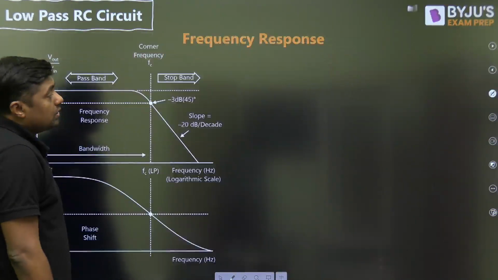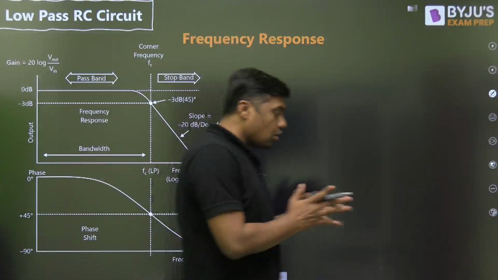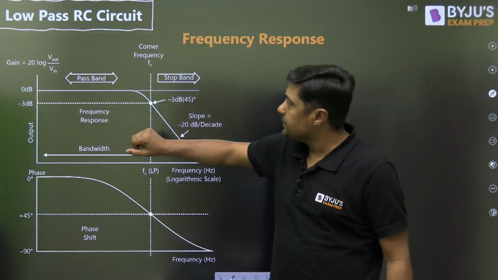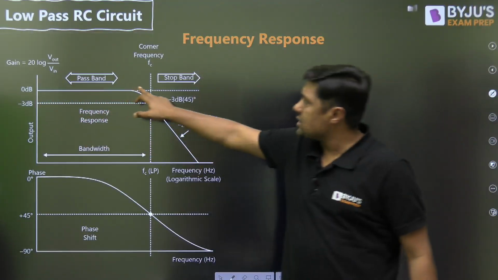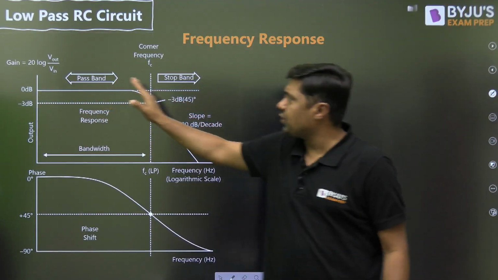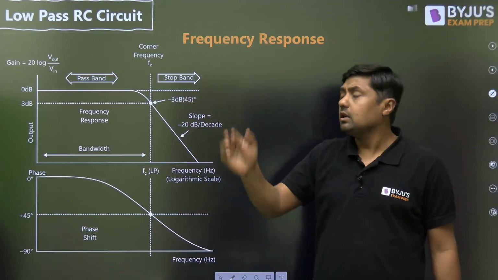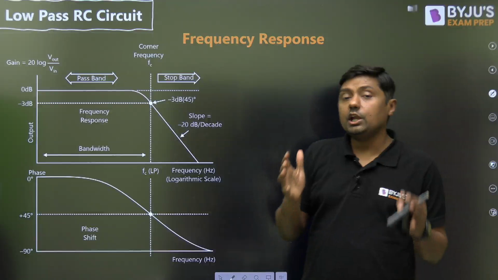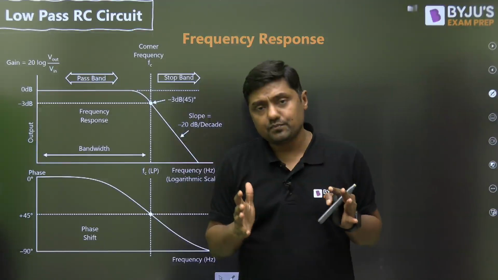Now we have the two curves. This is called the frequency response curve. First of all, watch this. This is called the pass band. Up to this frequency it will pass the signal. This is called the stop band. After the cutoff frequency it will try to stop the signal.